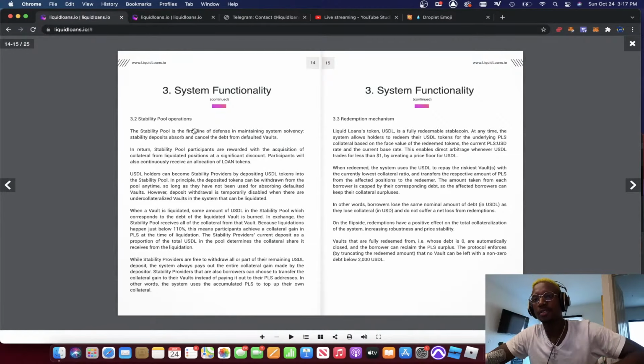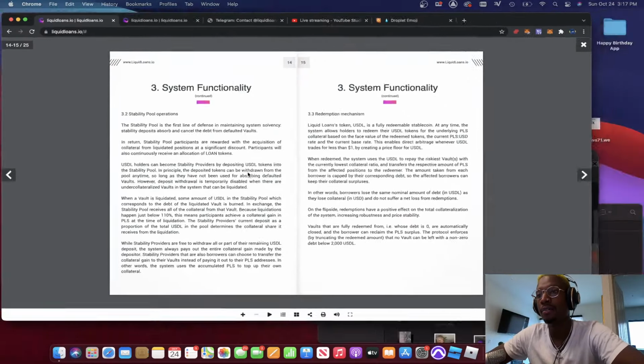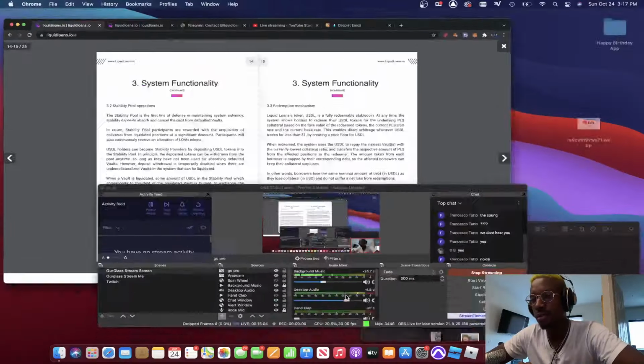Stability pool operations. The stability pool is the first line of defense in maintaining system solvency. Stability deposits absorb and cancel the debt from the defaulted vaults.